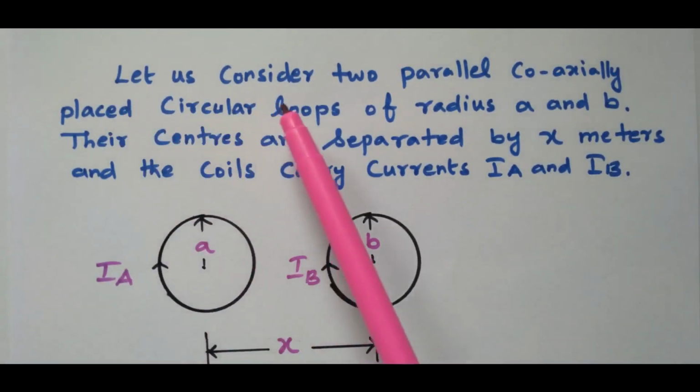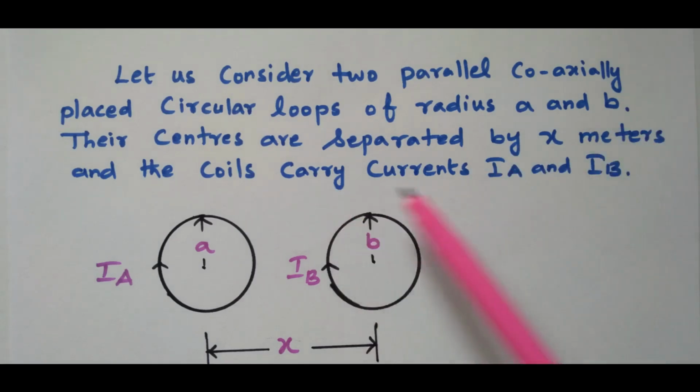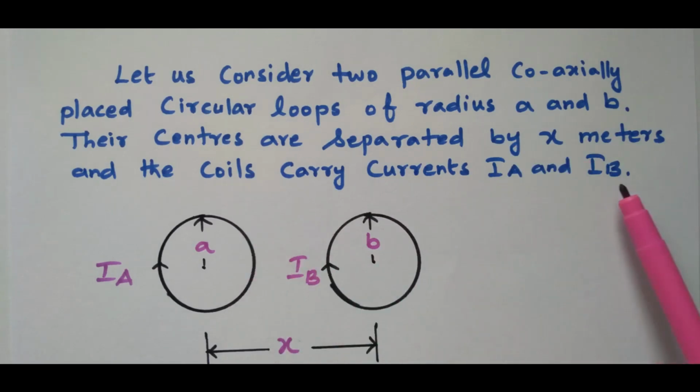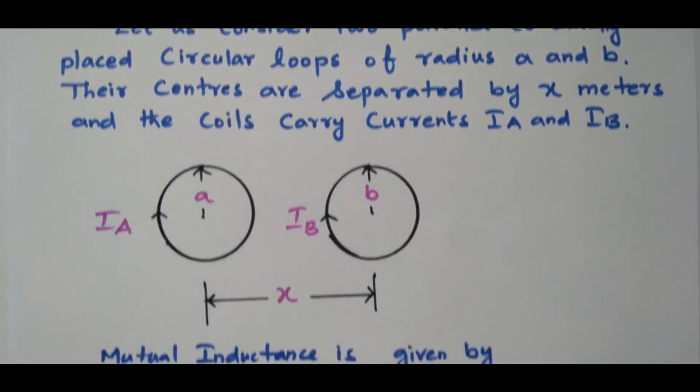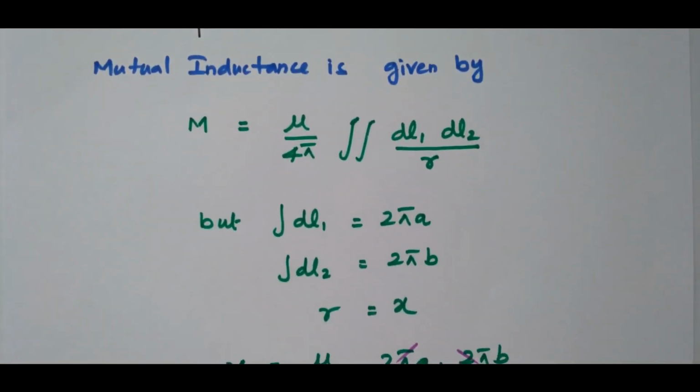Let us consider two parallel, coaxially placed circular loops of radius a and b, right? The centers are separated by x meters. The currents in the coils are IA and IB. So due to the two different current loops, we will find the mutual inductance between the current loops. Mutual inductance M equals mu divided by 4 pi, double integral dl1 dl2 divided by R. So this is the formula for mutual inductance between the current loops, right.